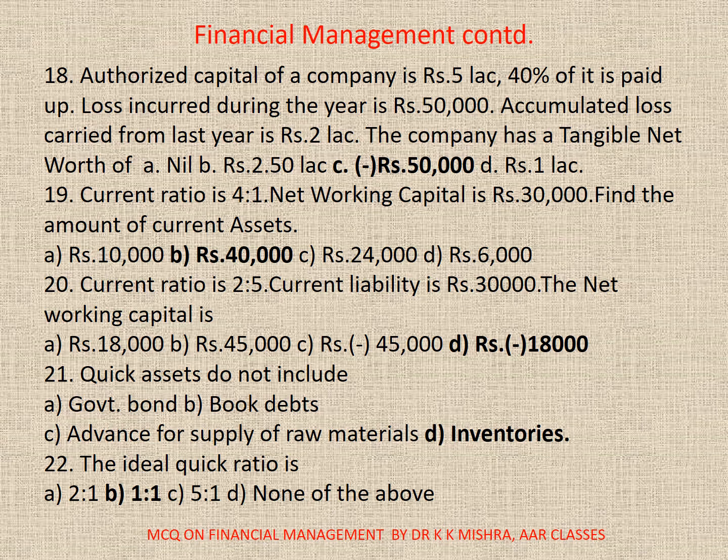20. Current ratio is 2:5. Current liabilities is 30,000. The net working capital is, say, here it is minus 18,000. 21. Quick assets do not include, correct option is D, inventories. 22. The ideal quick ratio is, the correct option is B, 1:1.